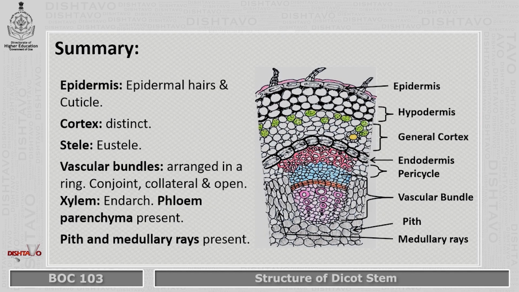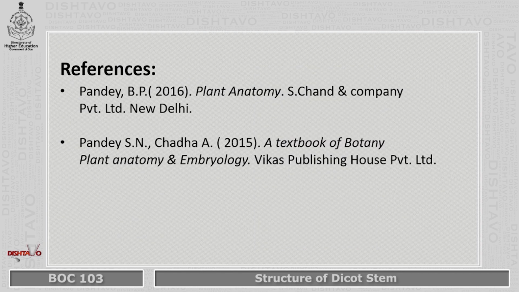To summarize, we see in dicot stem there is presence of epidermis which shows presence of epidermal hairs and cuticle. Cortex is distinct, stele is eustele, vascular bundles are arranged in a ring form, they are conjoined, collateral and open, xylem is endarch, phloem parenchyma is present, pith and medullary rays are present. These are the references.